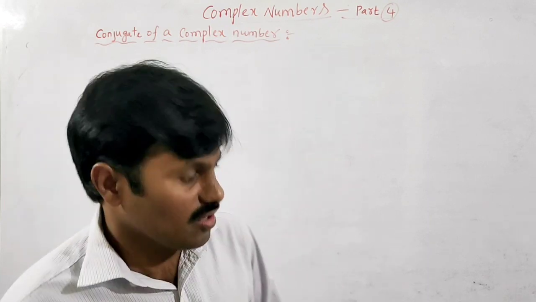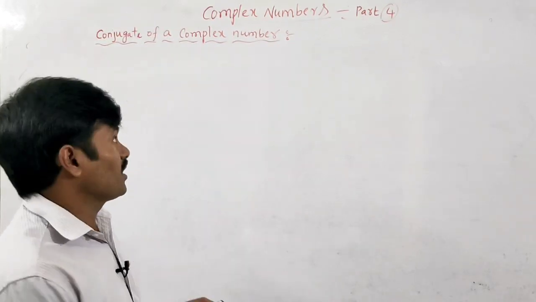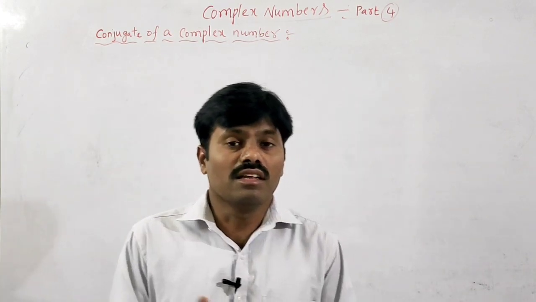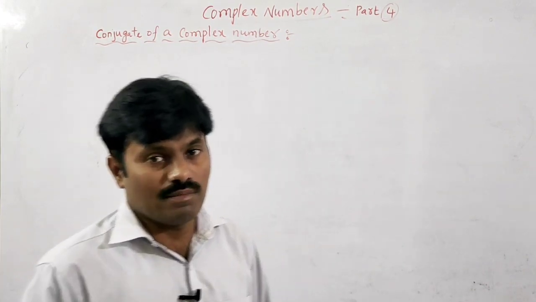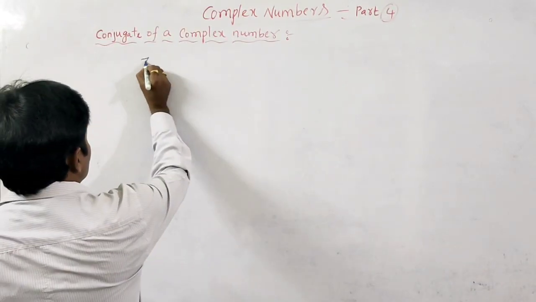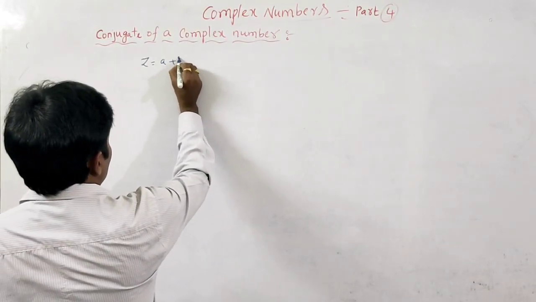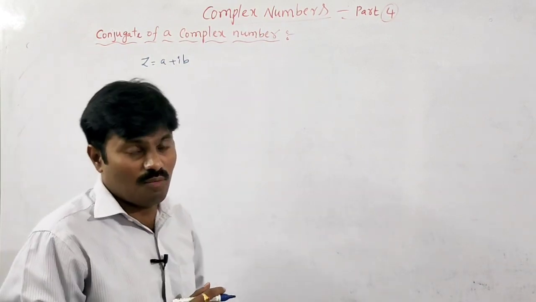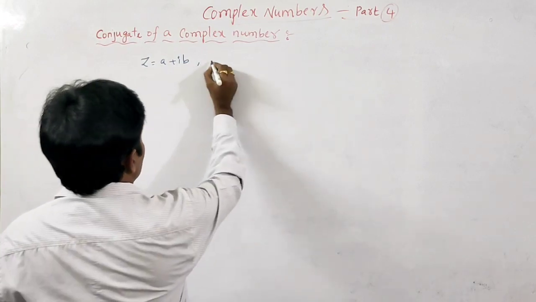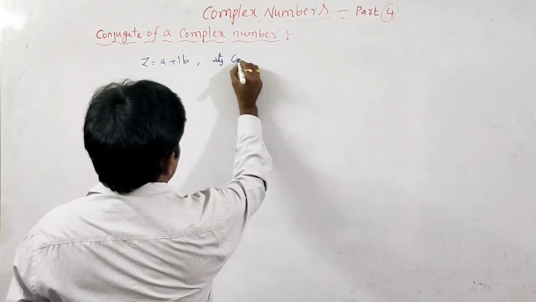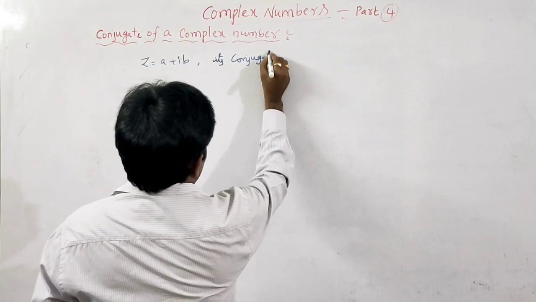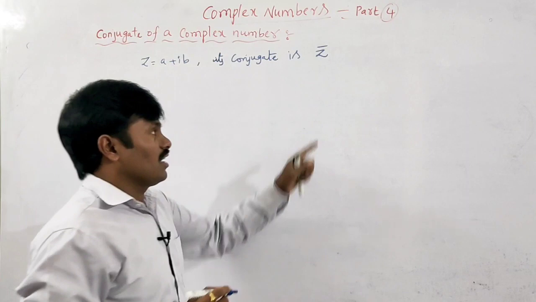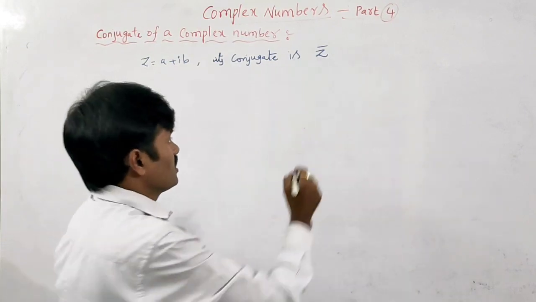Now, what is the definition of a conjugate of a complex number? As we know, a complex number is a number in the form a plus ib, which is denoted by z. If z is equal to a plus ib, where a is the real part and b is the imaginary part, then a plus ib is called a complex number. Then its conjugate is denoted by a horizontal line over z, z bar. So it is the conjugate of z.